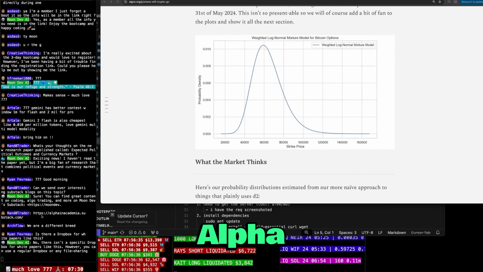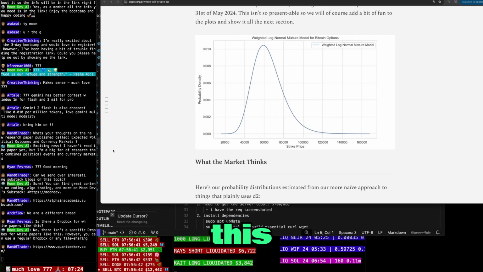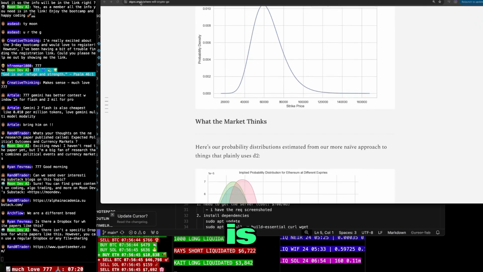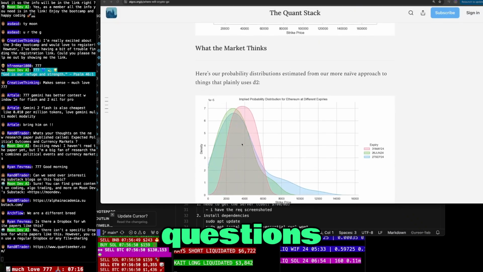Alpha Academy. Thank you, dude. Is there a Dropbox for white papers like this? Quant Secret? Nice, dude. Thank you. Keep sending them. This is algos.org. I'm reading through this to see if we have some good questions for the guest.